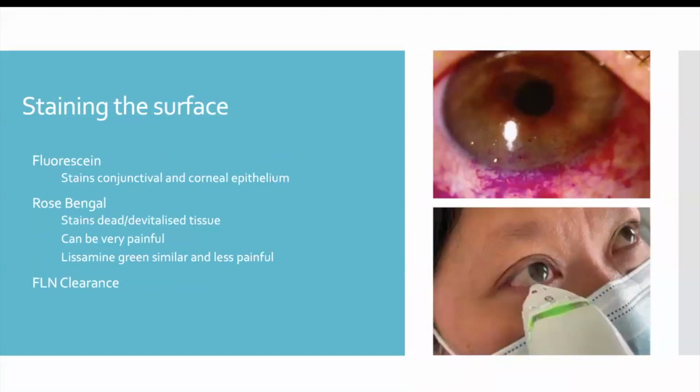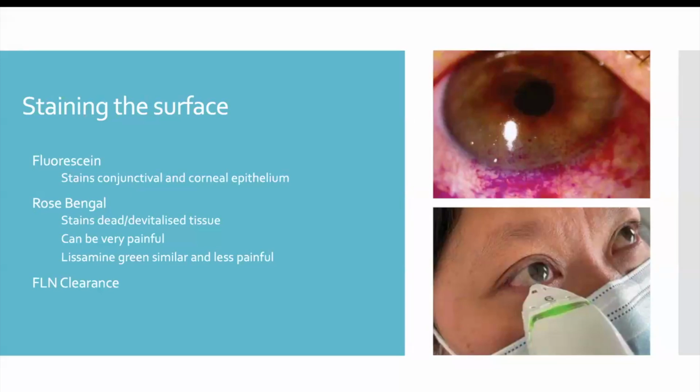Different ways of staining the surface. Fluorescein is what you're going to see most commonly. There are some places that might use rose Bengal, and there are specific uses for that, but they essentially stain slightly different things. So fluorescein stains conjunctiva and corneal epithelium. It doesn't stain dead tissue in the way that the rose Bengal does. And rose Bengal can be very, very painful, which is why you'll find it's not really used very commonly at all. Lissamine green does a very similar thing to rose Bengal, but it's less painful. But these stains are not really typically used in clinical practice anymore, except in very specialized cornea clinics, whereas usually you're just going to use some fluorescein.